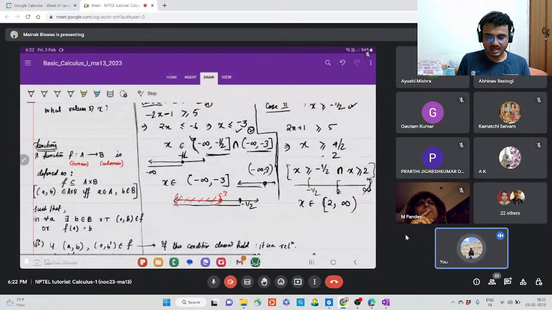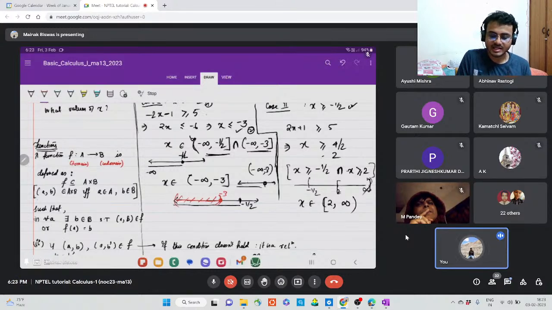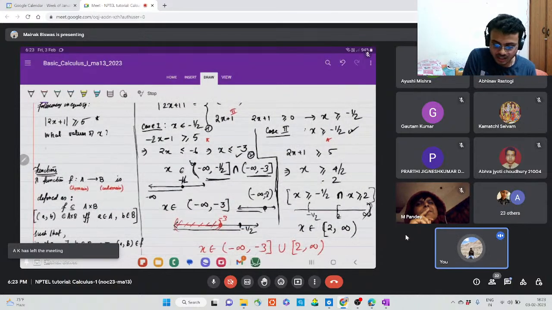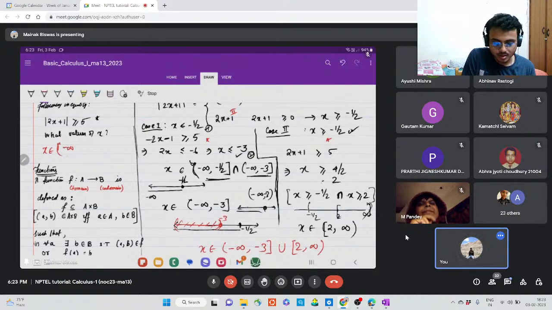So what should be the final answer for this? For both these cases, case 1 and case 2, if you combine, it becomes minus infinity to minus 3 union 2 to infinity, right? So in these two ranges, you would have this satisfied. So let us write it down here and then do a back calculation and see if it is really true. I'll also show a way to validate your answers.